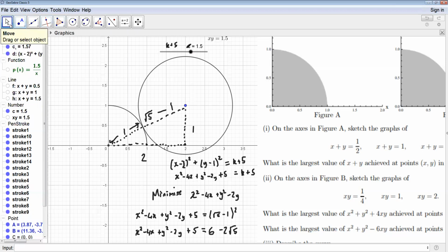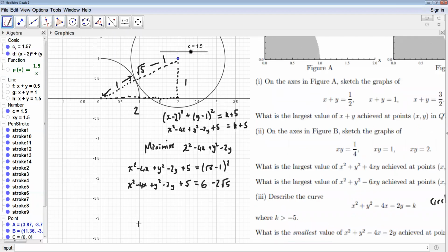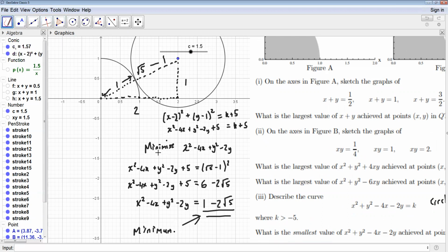So all I'm going to have at the end is that x squared minus 4x plus y squared minus 2y has a minimum value, subject to the conditions that we had, of 1 minus 2 root 5. And that is the minimum. It's just because we want to make that radius as small as possible. But I didn't need to work out that coordinate. I think it mentions it in the mark scheme, but I didn't think it was particularly relevant.